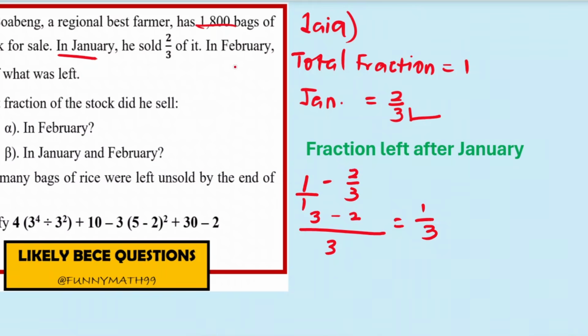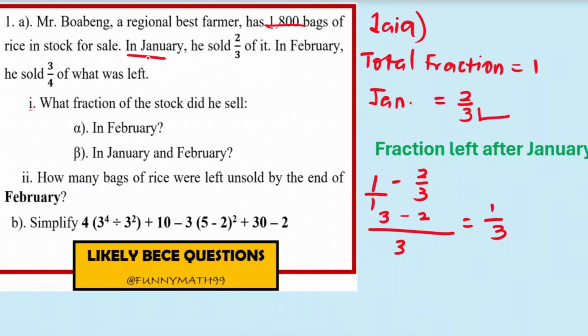Now, let's go back to the question. This part is very, very important. In January, he sold 2/3 of it. In February, he sold 3/4 of what was left. This was what was left, that was 1/3. But we are saying that in February, he sold 3/4 of this. So what are we going to do? 3/4 of this one. This is what we are talking about.